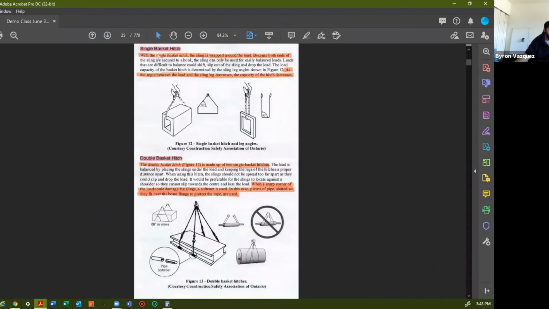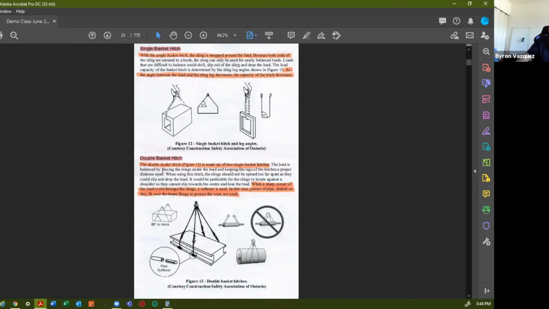These are some more configurations. These are single basket hitches. With the single basket hitch, the sling is wrapped around the load. Because both ends of the sling are secured to the hook, the sling can only be used for easily balanced loads. This is stuff that basically has a very easy center of gravity to find, where you don't have to do any intricate rigging. This is where you would apply the single basket hitch.